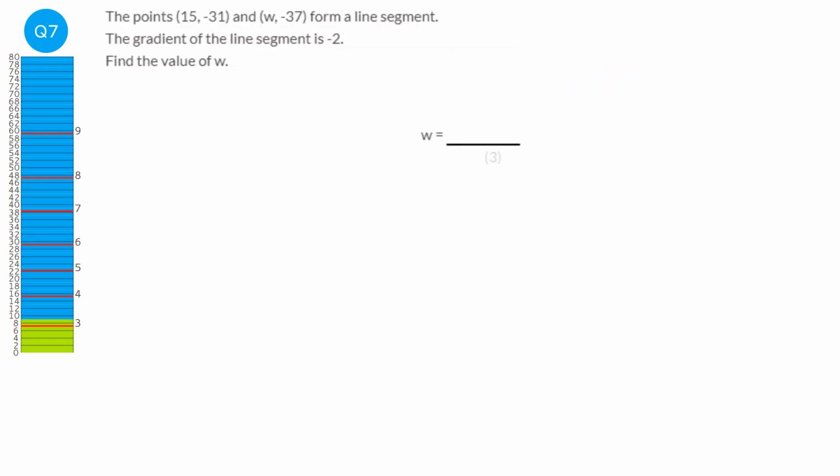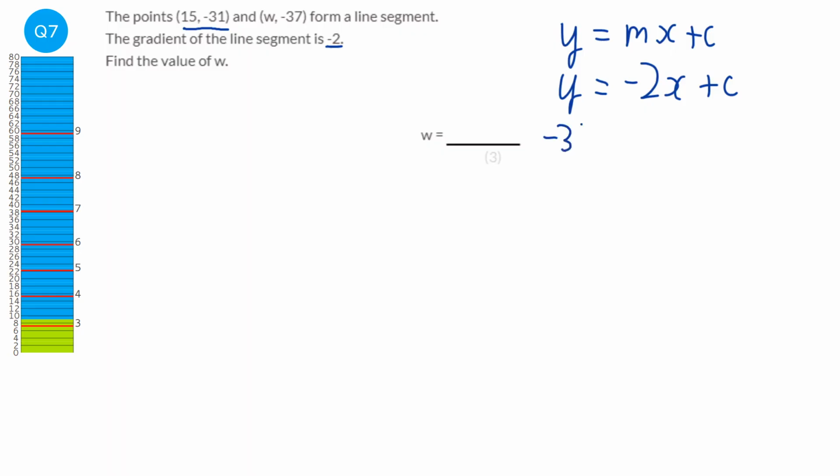So we're going to start by understanding that all lines form or can form an equation y equals mx plus c, with m being the gradient and c being the y-intercept. It says here the gradient is -2, so we've already got a bit of a head start with this, but we don't know what the y-intercept is. So we're going to use this first set of coordinates to work out what the y-intercept is. So y is -31 and x is 15. And we're going to use this to solve and find out what c is.